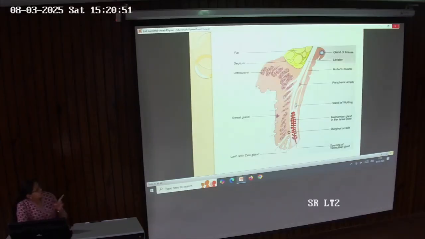In this picture, you can see the white part is the LPS muscle, which is coming from the superior apex of the orbit, and the green portion is the fat, and below the fat there is the septum orbitale, and you can see the orbicularis oculi muscle all around the eyelid, which is the reddish part. The gland of Zeis is present near the hair follicle, and in the tarsal plate you can see the opening of the Meibomian gland. And Muller muscle is present beneath the LPS muscle.